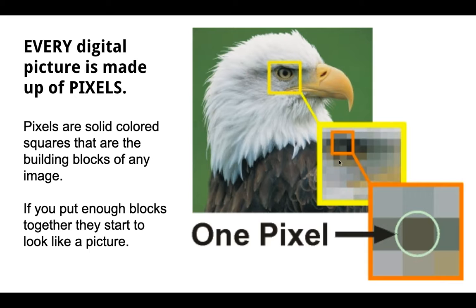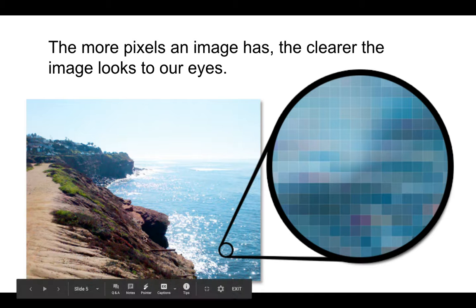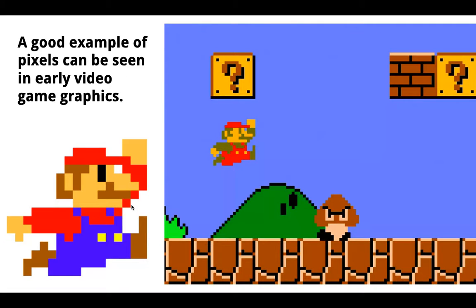So this right here is zoomed in, and that's what one pixel looks like. The more pixels an image has, the clearer the image looks to your eye. This picture is actually made of pixels. There's so many of them, you can't see them. It fools your eye.